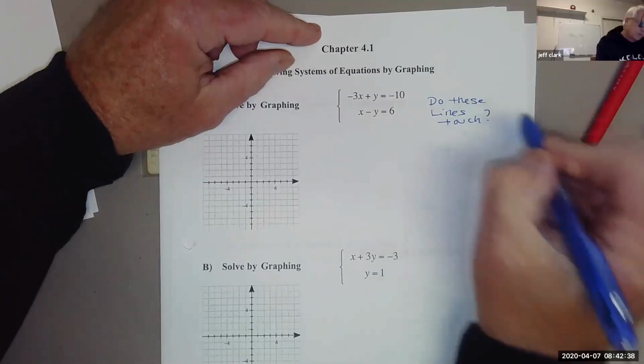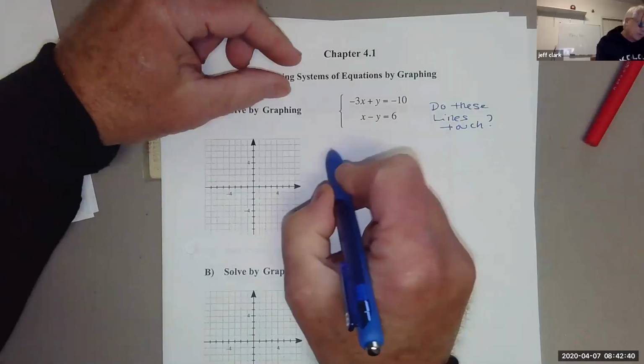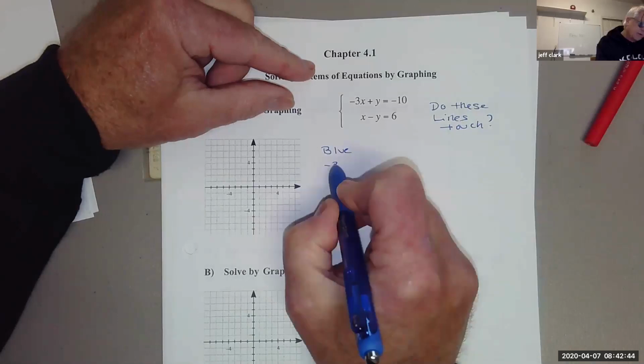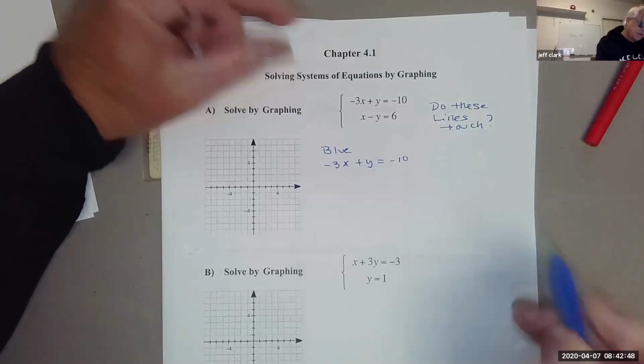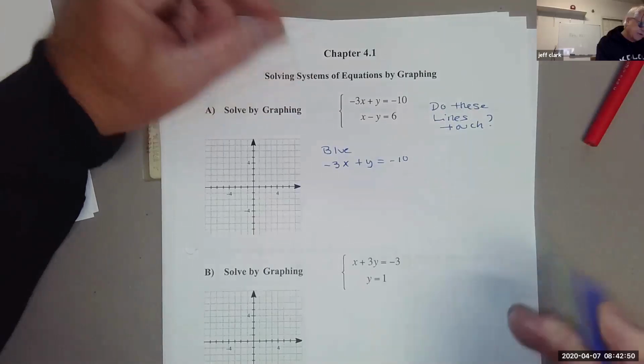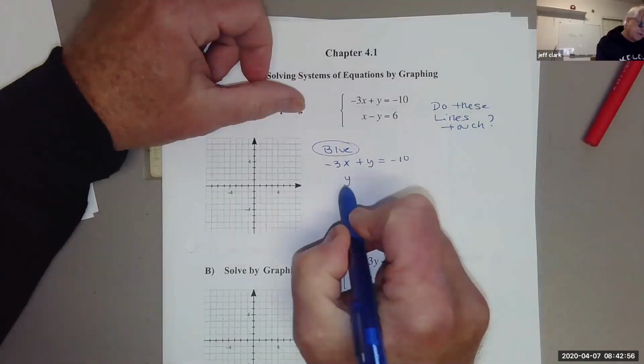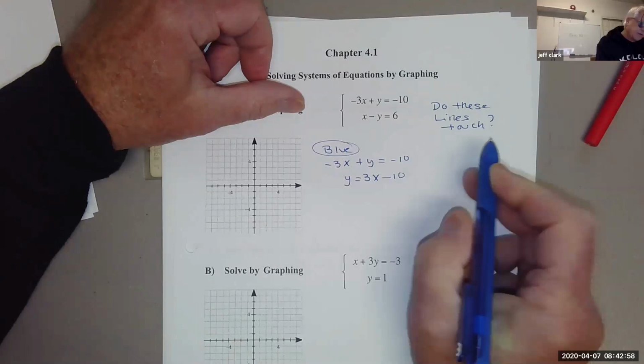So I'm going to take, in blue, of course, blue pen, -3x plus y is equal to negative 10, and then put it in slope-intercept form. So I'm going to do blue. I'm going to go y is equal to 3x minus 10. And I'm going to start at negative 10.